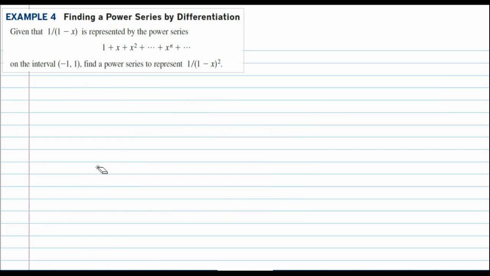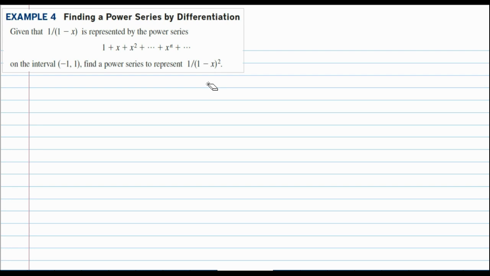So example 4, we're going to find a power series by differentiation. We're given that 1 over 1 minus x, which maybe looks familiar to you, is represented by that power series. That's what we just discussed on the previous page. On the interval -1 to 1. We're going to find a power series to represent 1 over 1 minus x squared.